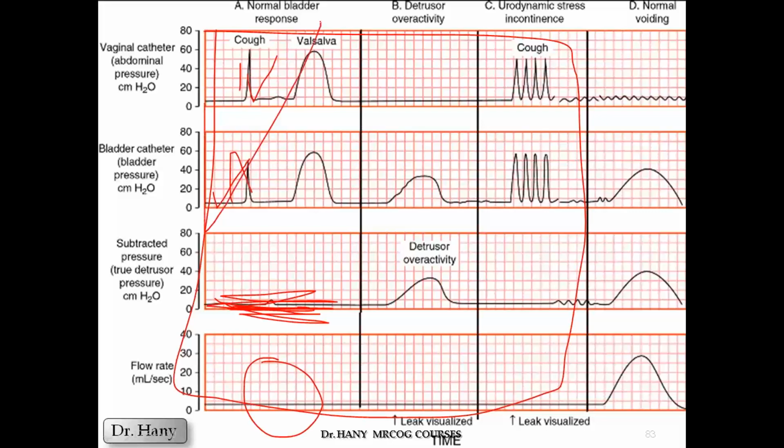If the woman has detrusor muscle contraction, it is detrusor overactivity. Why? It will be transmitted to the intravesical pressure and there is no abdominal pressure. I am not coughing. I am leaking only because of the detrusor muscle contraction. I will go back again.